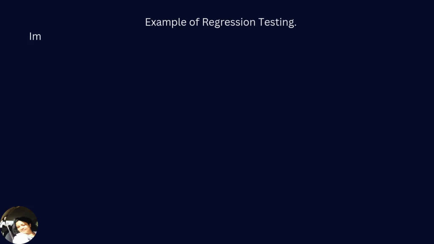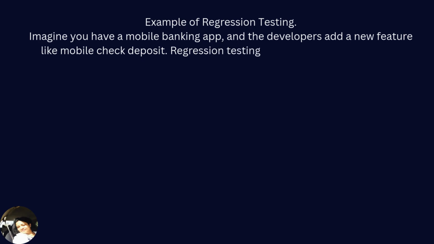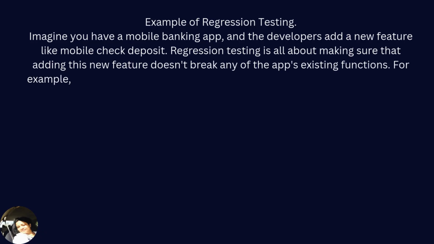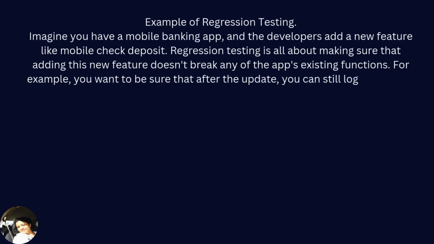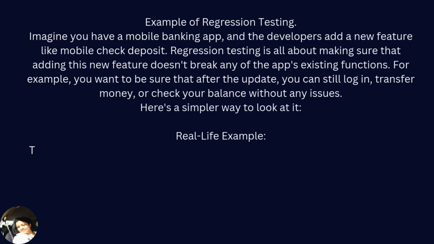Example of regression testing. Imagine you have a mobile banking app and the developers add a new feature like mobile check deposit. Regression testing is all about making sure that adding this new feature doesn't break any of the app's existing functions. For example, you want to be sure that after the update, you can still log in, transfer money, or check your balance without any issues. Here is a simple way to look at it.